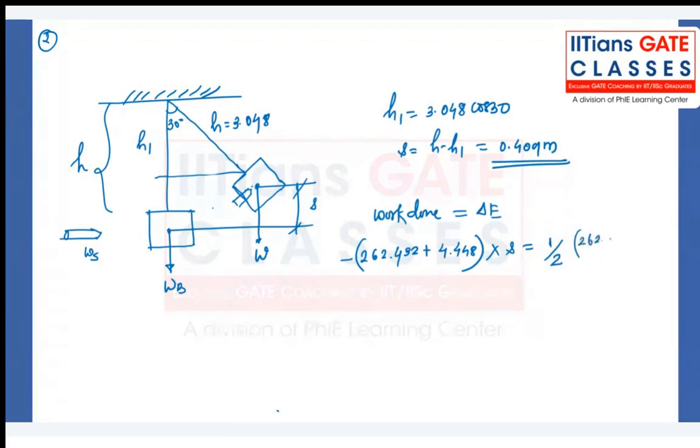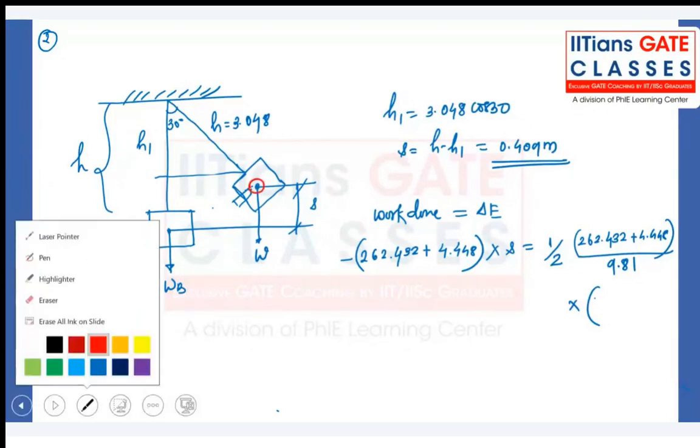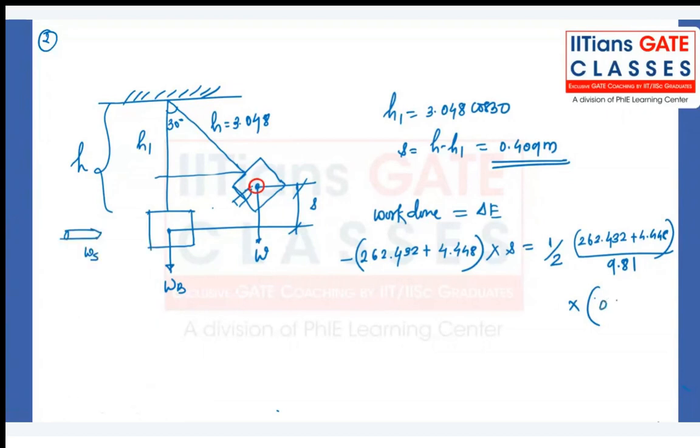So it is 262.432 plus 4.448 divided by 9.81, into the initial and final velocity. The final velocity is 0, because at this point the box will stop. I'm telling you, at this point the box will stop, and then again it will come down. So the kinetic energy at that point is 0. So it's 0 square minus v1 square. And what is this v1? Basically, let's call it v, the velocity just after the striking. That is what we are supposed to calculate. Once we calculate it, we put it here and we'll get the vs.